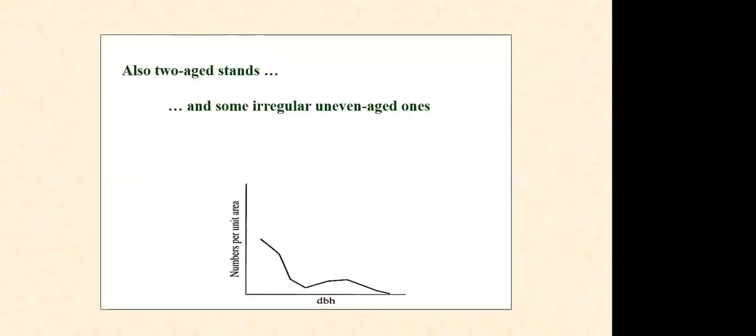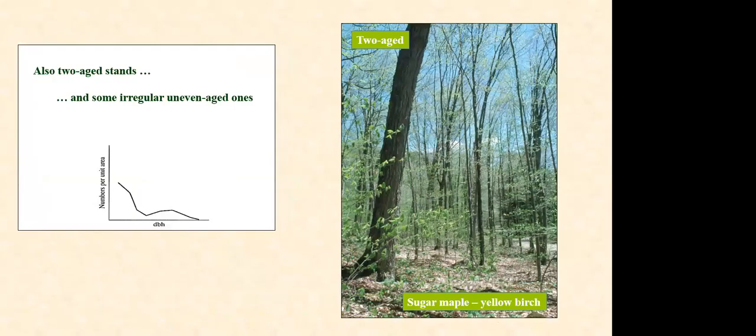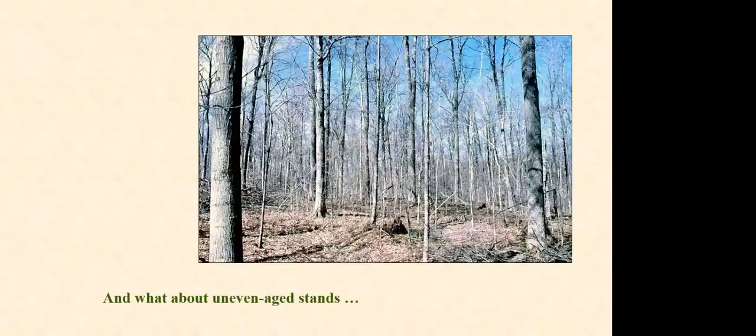But you also find that in 2-age stands and some irregular, uneven age ones that aren't balanced, that had some sort of a strange management history. So in the 2-age stands like this one, it's an overstory of widely spaced sugar maple trees and a second age class of sugar maple and yellow birch. Well, what about uneven age stands? What do they have as diameter distributions, and do they differ?